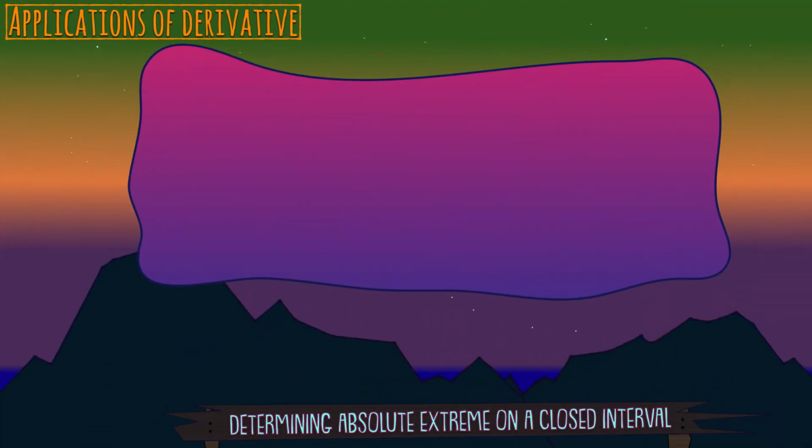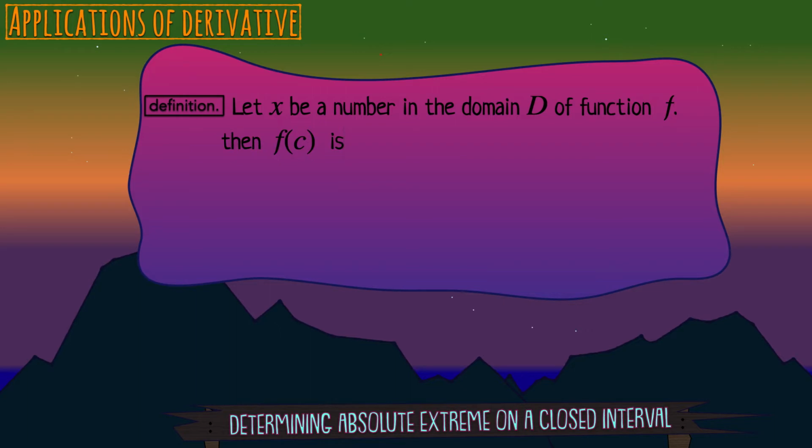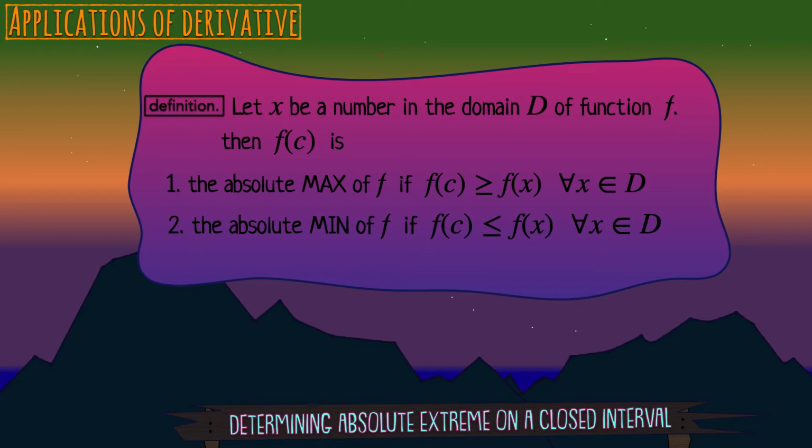And secondly, let x be a number in the domain of f. F of c is going to be an absolute max if f of c is greater than or equal to f of x for all x in the domain. An absolute min if f of c is less than or equal to f of x for all x in the domain.